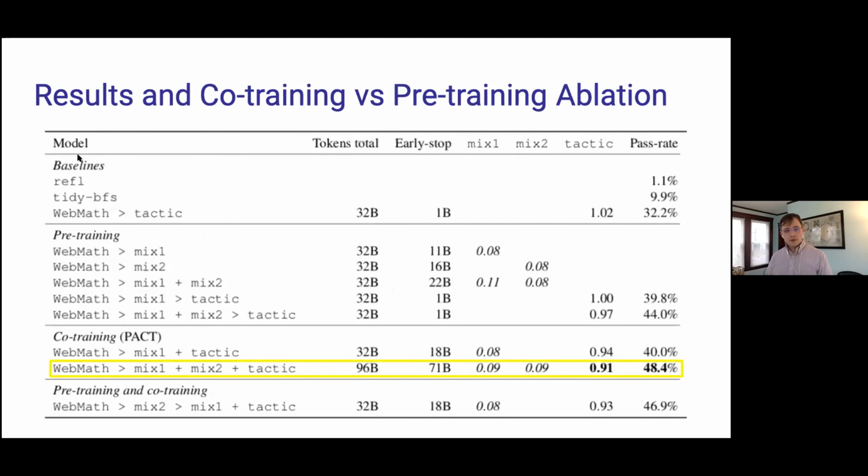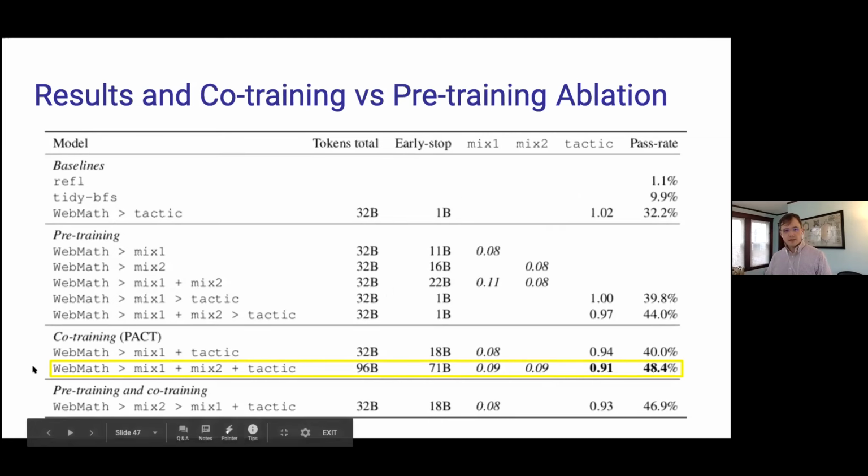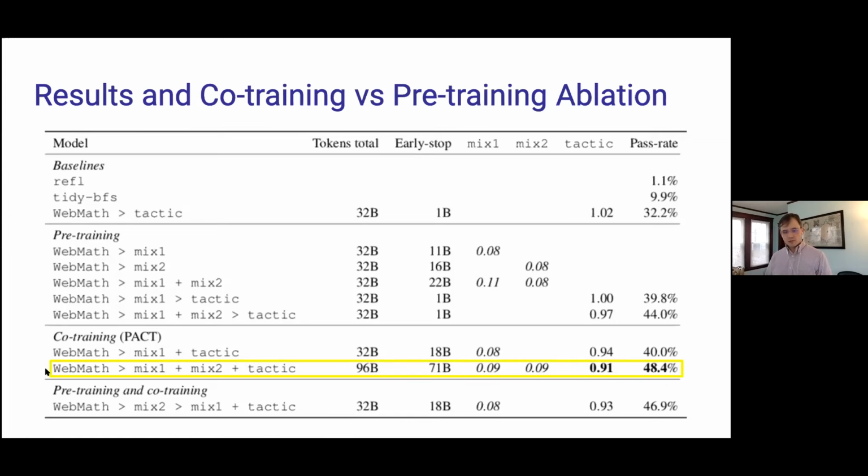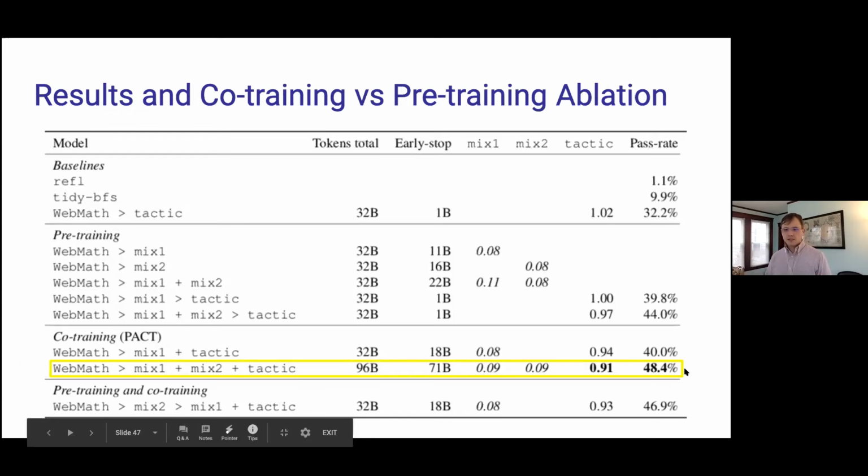Now, there's a lot going on in this table, and I encourage you to look at the paper if you want to get all the details. But the main thing to take away is this line in bold right here. When we train our full model using all the different data sets, we prove about 48% of the test theorems, so a little short of half of them, which I think is pretty good performance.